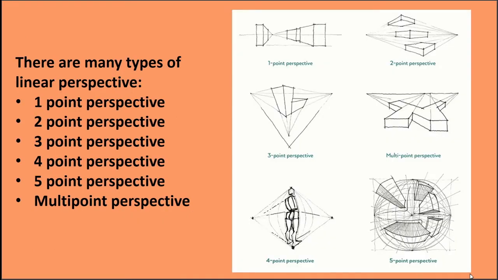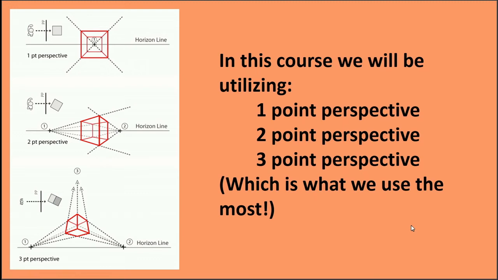So let's look at some of the types of linear perspective. There's one-point perspective, two-point perspective, three-point perspective, multi-perspective, see all these different converging parallels, four-point perspective, and five-point perspective. But what we're really going to use in this particular course is one-point and two-point perspective, and occasionally maybe some three-point perspective, depending on what objects you have in front of you.